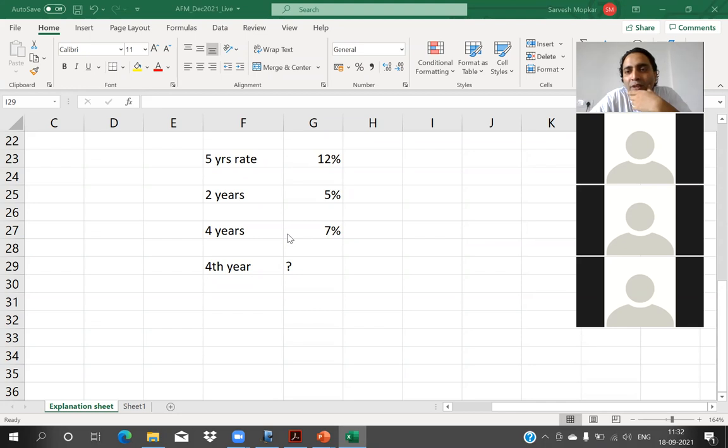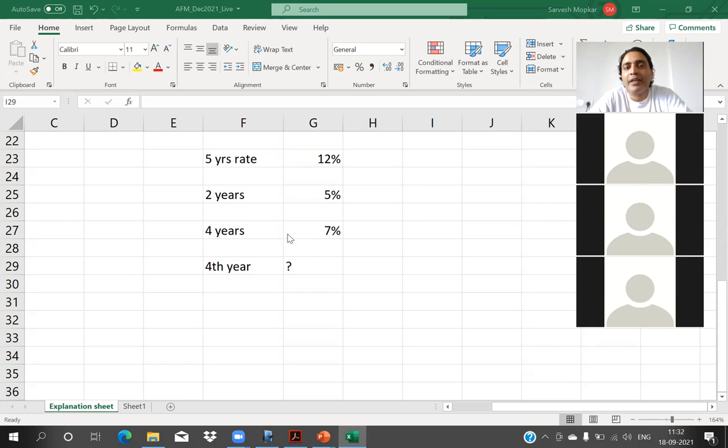This is what I want from you guys. Something is missing here. I have given you the rate for 4 years, 7% per annum. So if you invest for 7 years, you will get 7% per annum. If you invest for 5 years, you will get 12%. 2 years, you will get 5%. Okay, 12% for 5 years, 5% for 2 years.